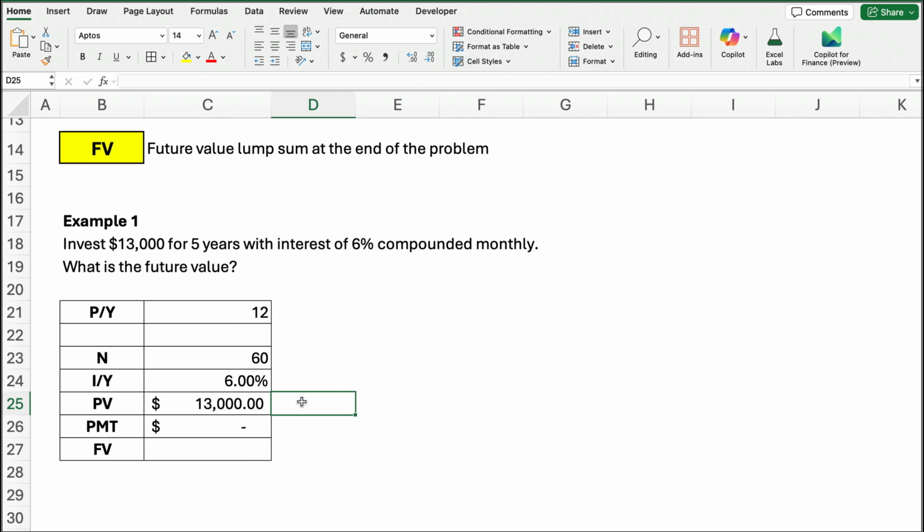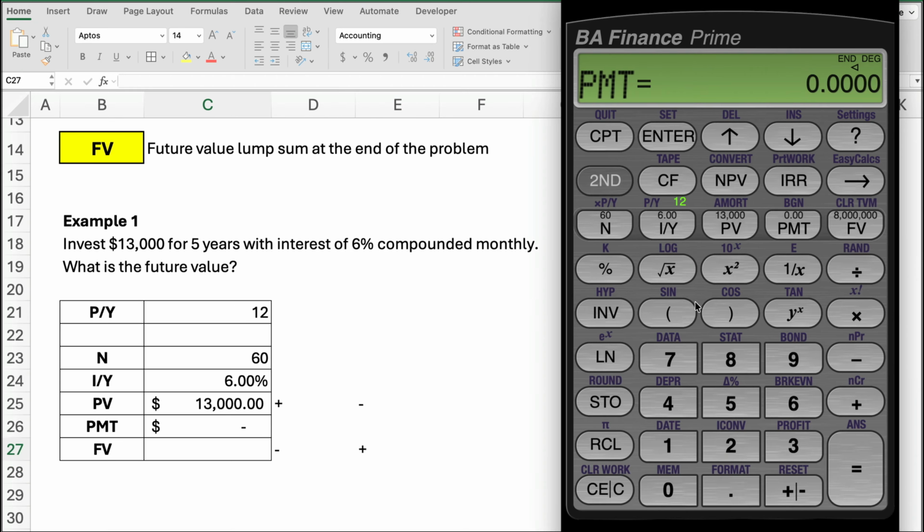So if I enter this as positive, then my future value comes out to be negative. Okay, they're just opposites. If I enter the present value as negative, then my future value will come out to be positive. Okay, so they're going to be opposite signs. Since we put this in as a positive number, my future value is going to come out to be negative. Now how do I calculate future value? I'm going to hit compute at the very top left and then future value, and that's going to be greater than 17,000. Now do you see it has a negative number?